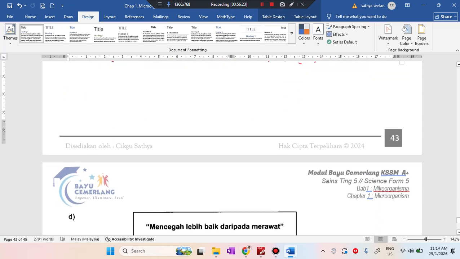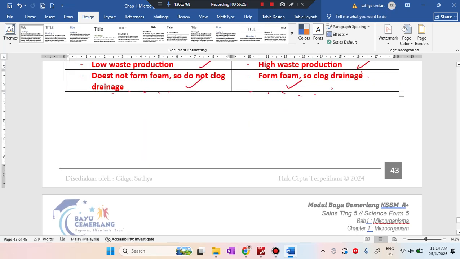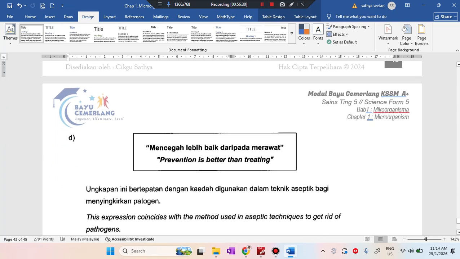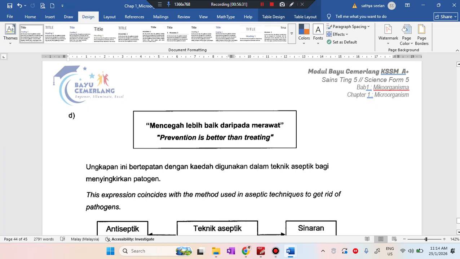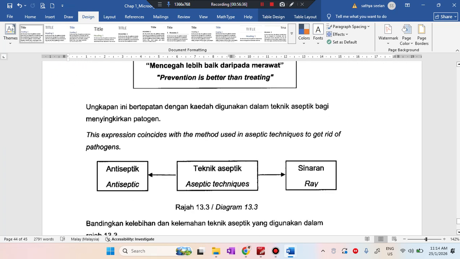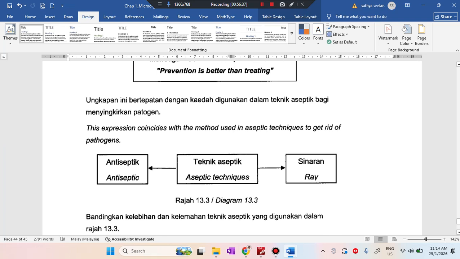Next, how much did you write here? Alright. Next, 3. More the merrier. So prevention is better than treating. This expression coincides with the method in aseptic technique. So we have antiseptic and rays. So what is the advantage and disadvantage?